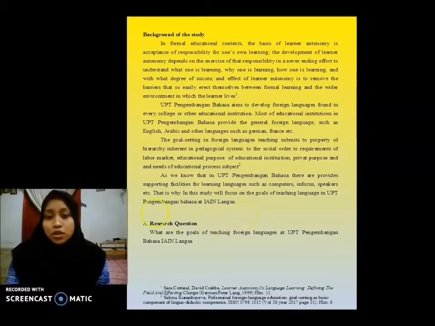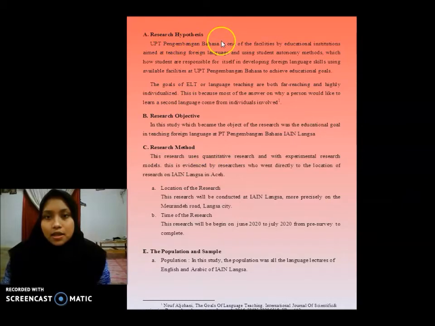Next is research questions. There is only one research question. What are the goals of teaching foreign language at UPT Pengembangan Bahasa? Next, research hypothesis. I'm so sorry, the order is wrong.